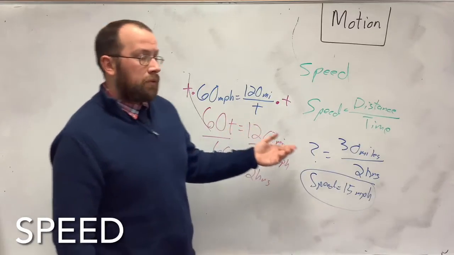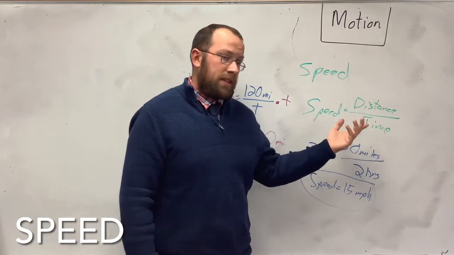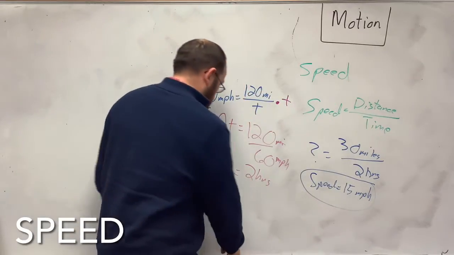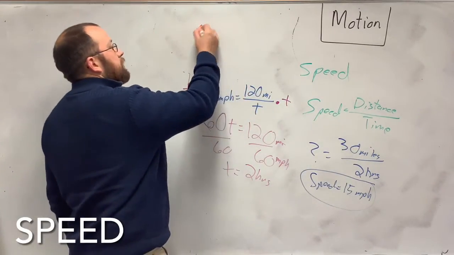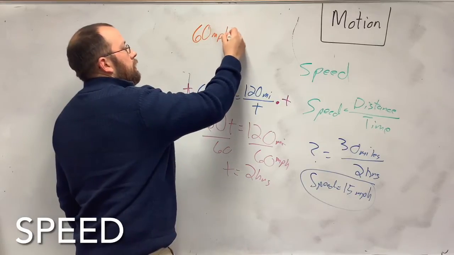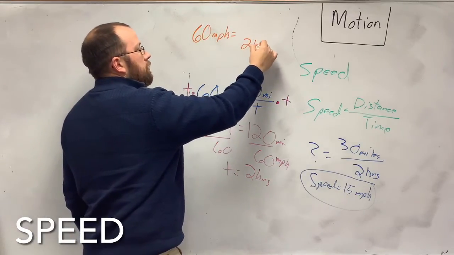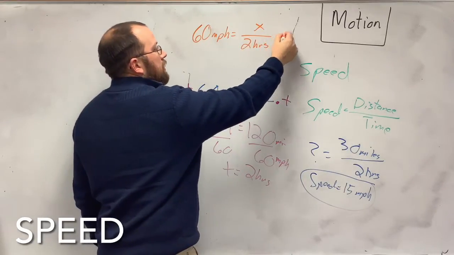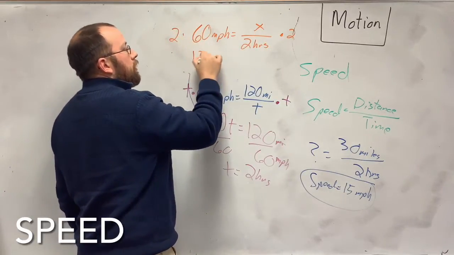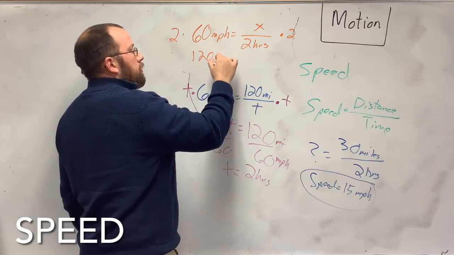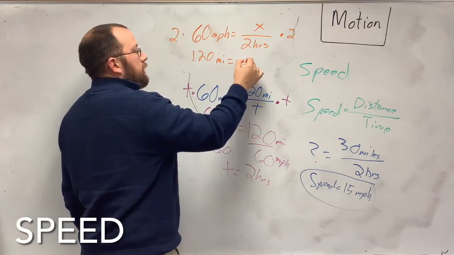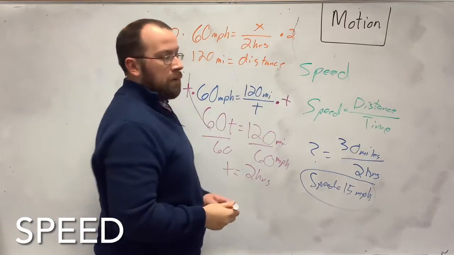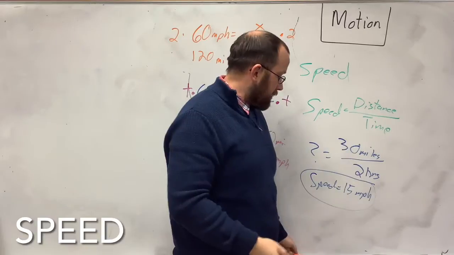So that's how you do it different ways. You can find the speed, you can find the distance, you can find the time. If you want to find the distance for this one, so if I said I was going 60 miles an hour for 2 hours, how far did I go? So then I just multiply both sides by 2. And I get 120 miles equals your distance. So there's a bunch of ways to do it. Remember, this is a scalar quantity, so it only has magnitude.